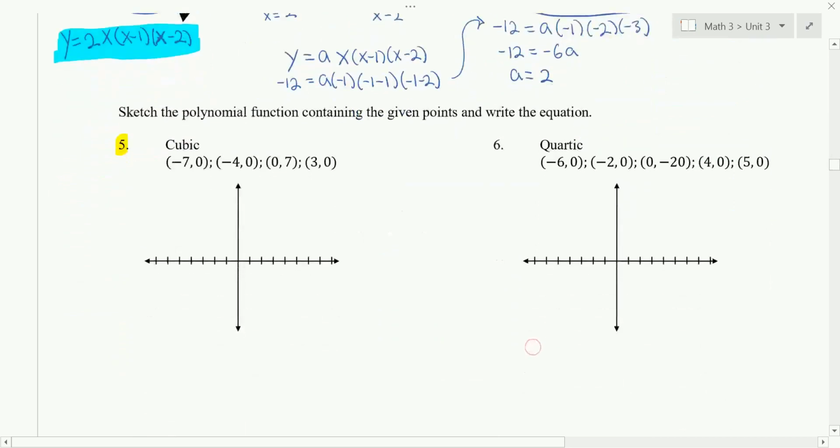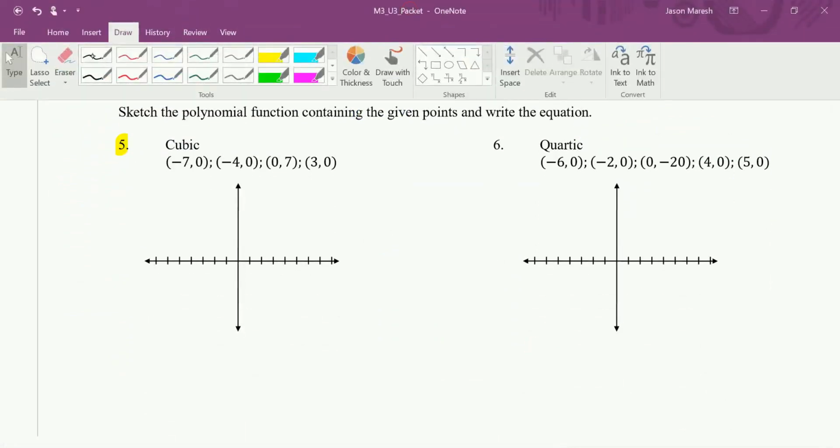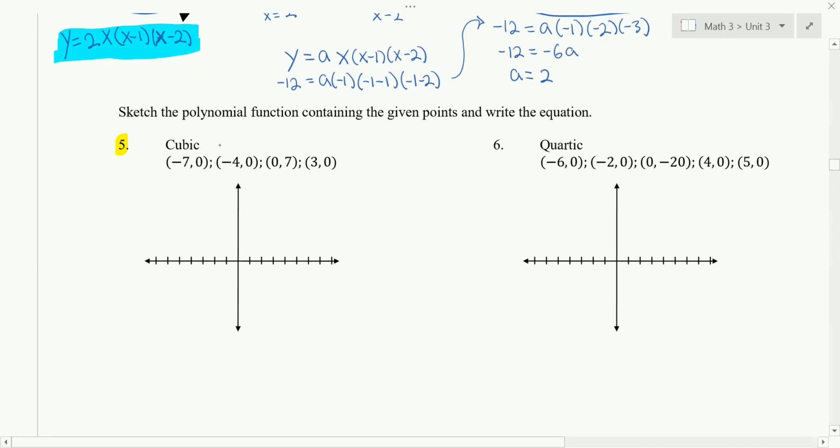Next, let's look at number 5. Number 5, it tells us it's cubic, which means the degree is equal to 3. And then we have some points that it goes through. So we have negative 7, 0, right here. Negative 4, 0. And 0, 7. And 3, 0.